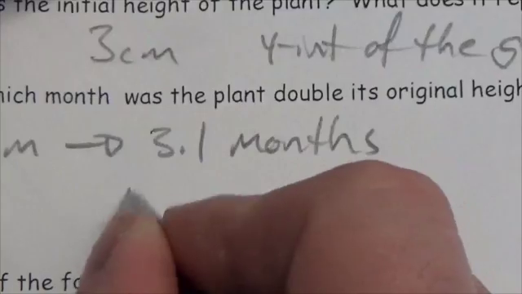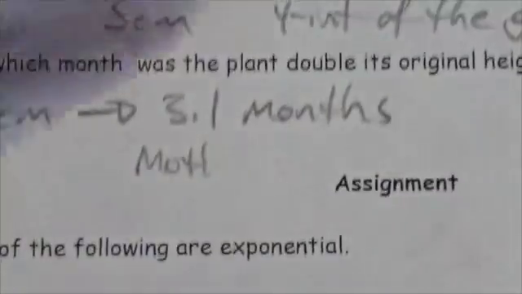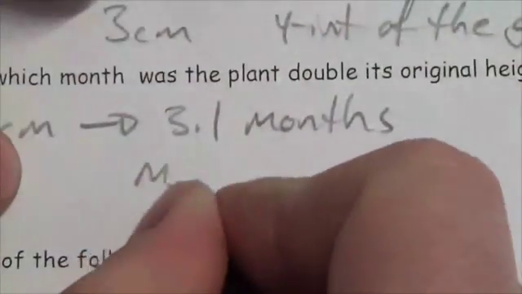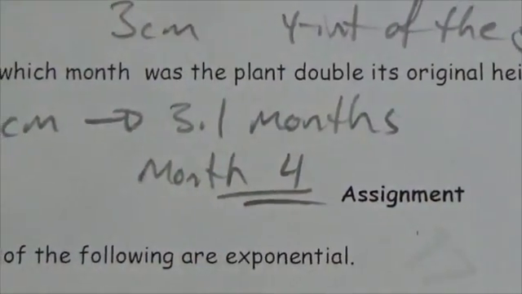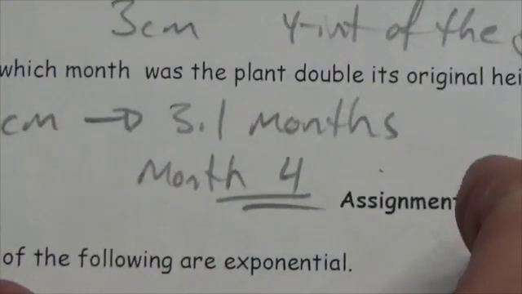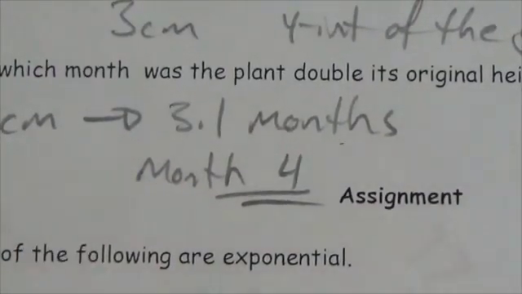Therefore, we are in month, whoops, not moth. It's embarrassing when I spell wrong. Month 4. That's the answer. The plant will be double its original height in month 4 of this experiment.